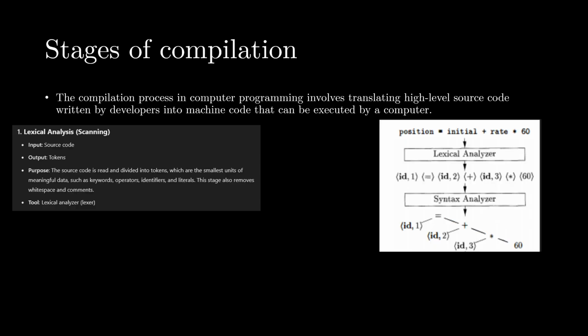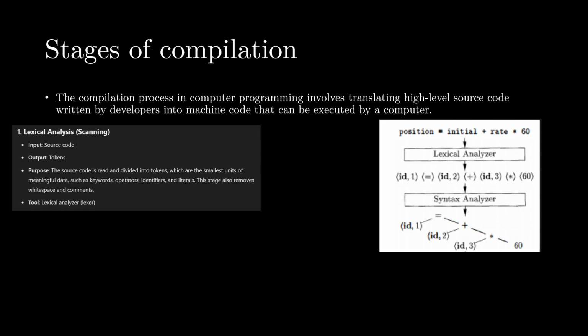So the first stage of compilation is lexical analysis, and you input source code into it, and the output is tokens. The purpose of this stage is that the source code is read and divided into tokens, which are the smallest units of meaningful data, such as keywords, operators, identifiers. This stage also removes white space and comments.